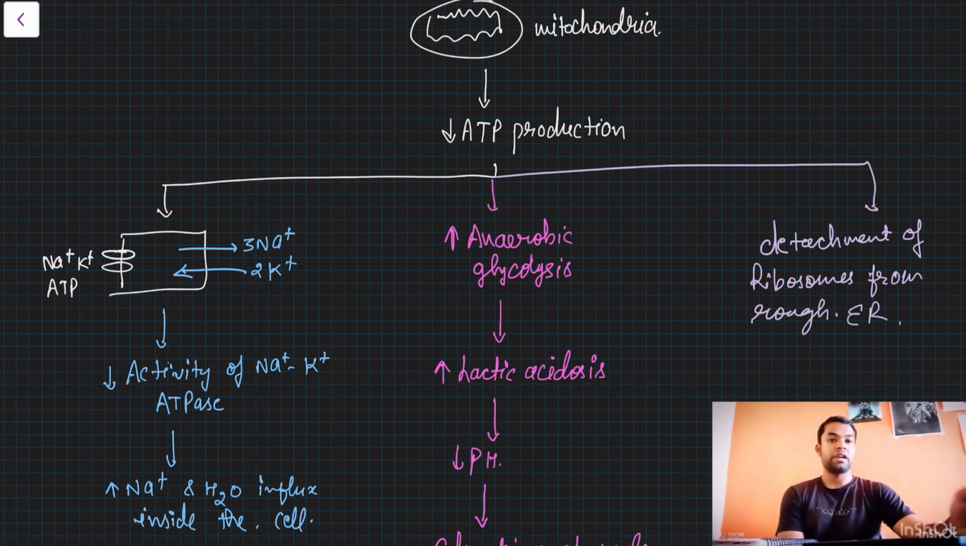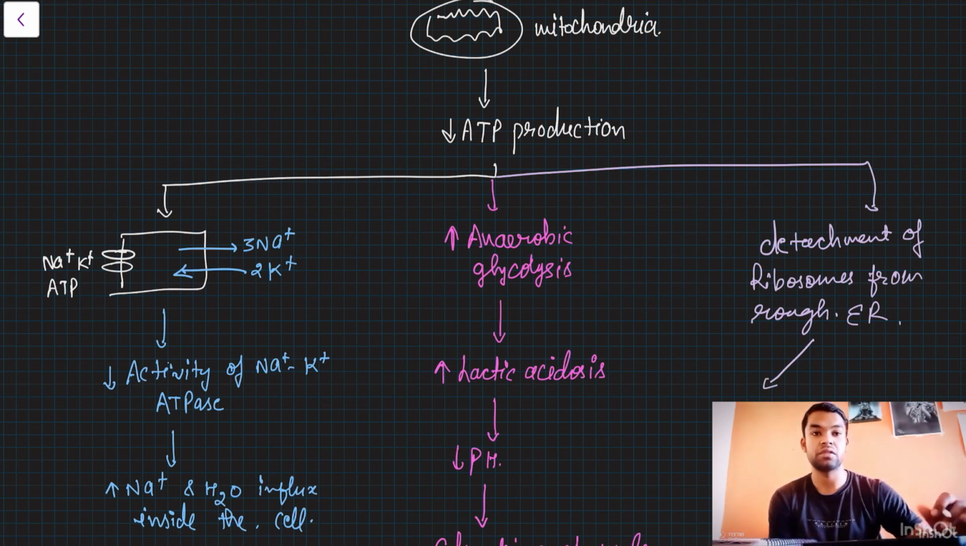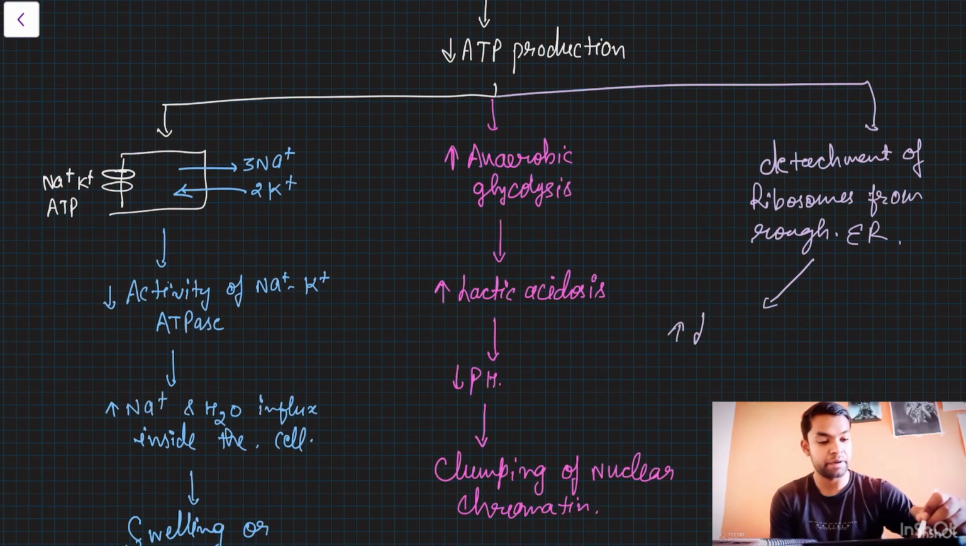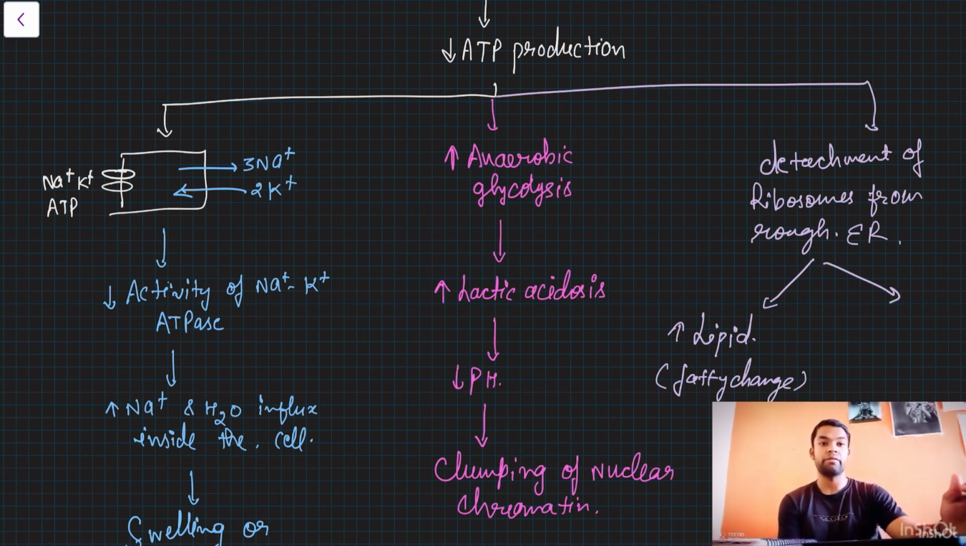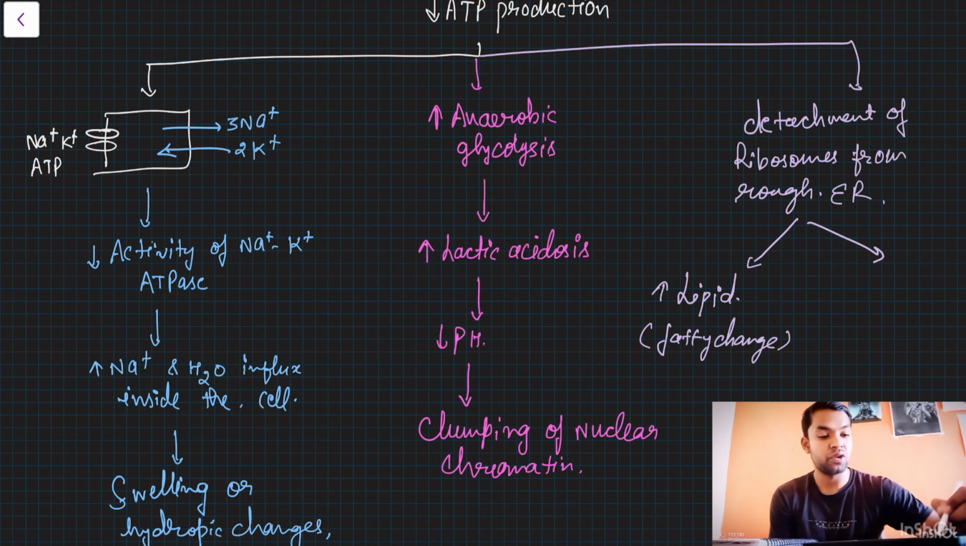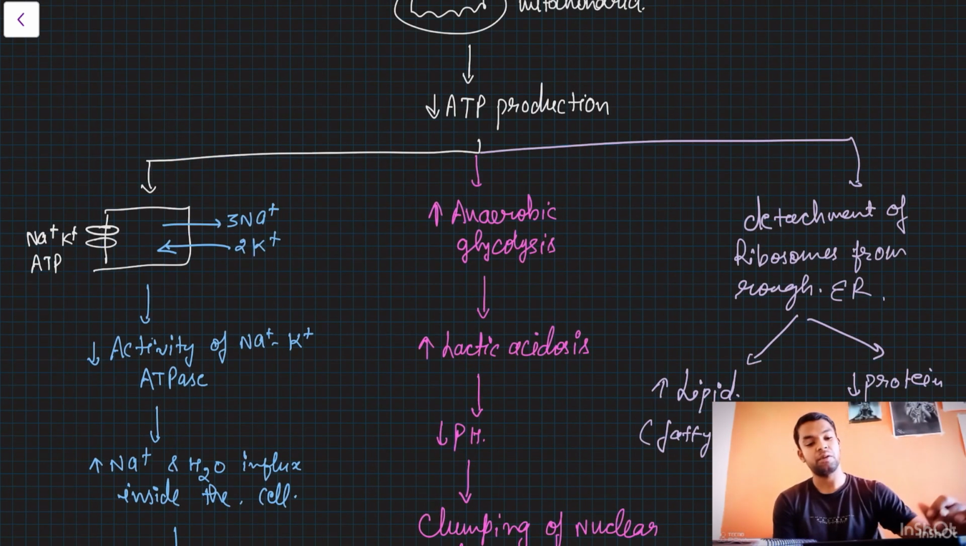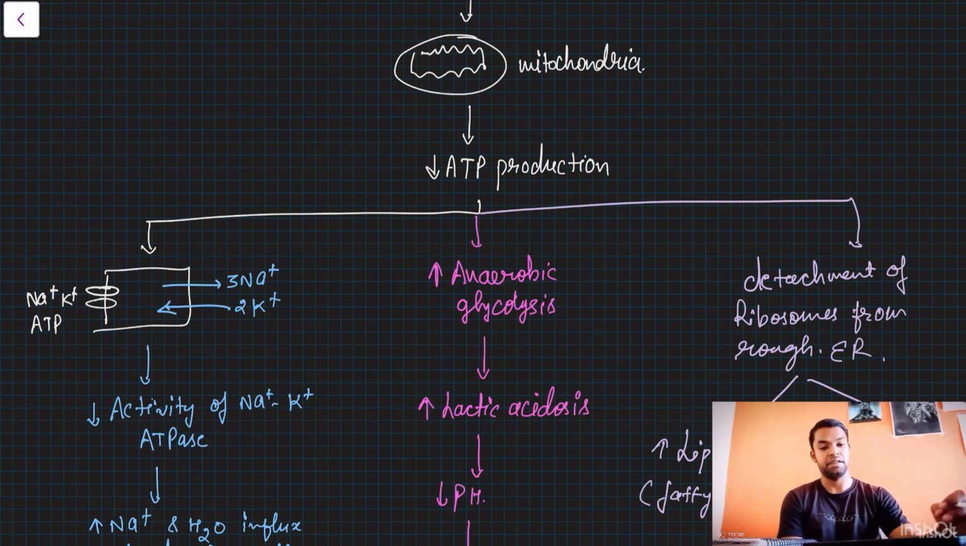So due to detachment of ribosomes from the rough endoplasmic reticulum, what will happen? This will lead to increased lipid production. This is known as fatty change. And at another stage, what will happen? There will be less protein production, so decreased protein synthesis. So this was all about the mechanism of reversible cell injury.